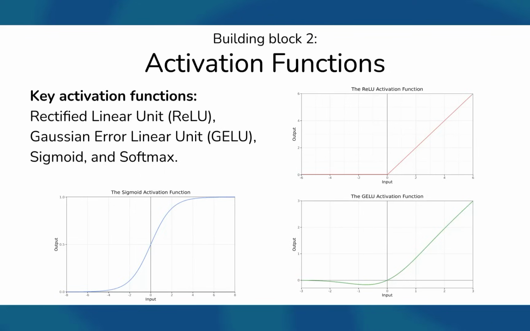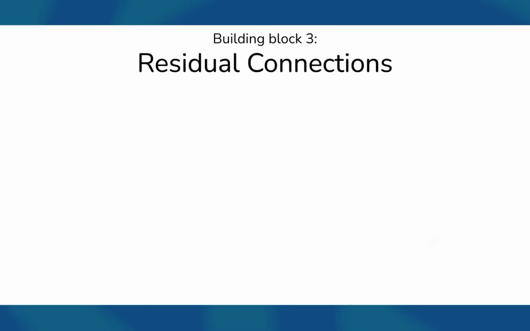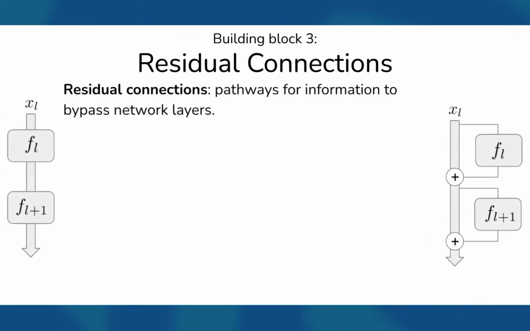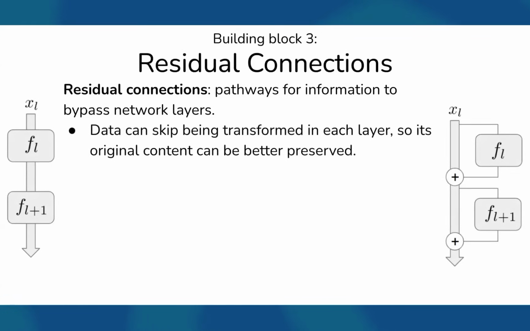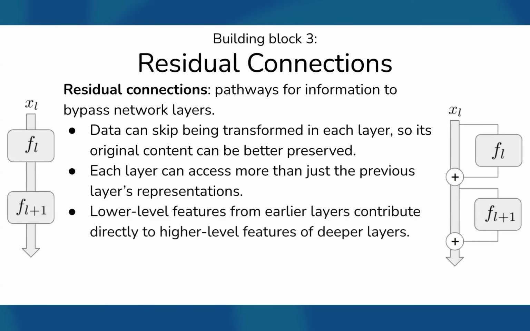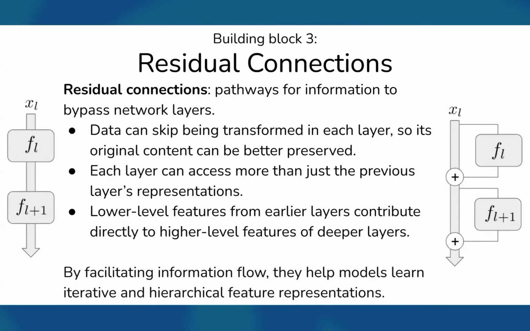And likewise for other building blocks in neural networks, such as residual connections. Residual connections are pathways for information to bypass network layers. So data can skip being transformed in each layer, and the original content can be better preserved. At the left is a normal feed-forward layer. At the right is a neural network with residual connections. Each layer can access more than just the previous layer's representations. Lower level features from earlier layers contribute directly to higher level features of deeper layers. So by facilitating the information flow, they help models learn iterative and hierarchical feature representations.